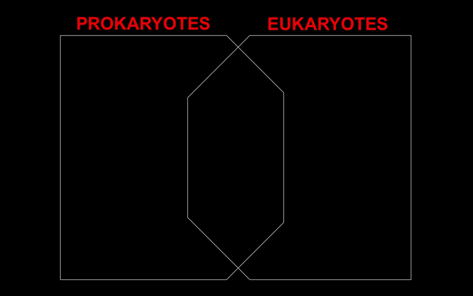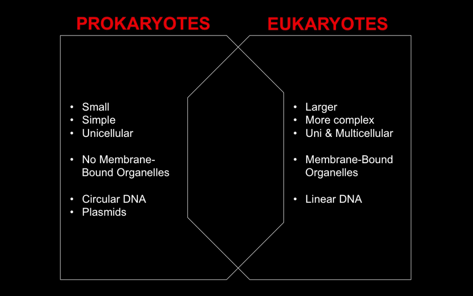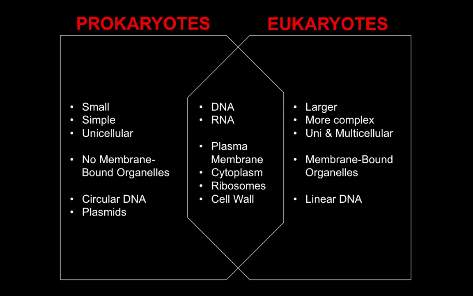All right, so let's look real quick at a comparison of prokaryotic cells and eukaryotic cells. So remember, prokaryotes are small, simple, unicellular, and they have no membrane-bound organelles. That's a huge thing. They also have circular DNA and plasmids. Eukaryotes, on the other hand, are much larger, much more complex. They can be unicellular and multicellular. They do have membrane-bound organelles, and their DNA is linear. Now, both of these cell types, however, have RNA, DNA, a plasma membrane, cytoplasm, ribosomes, and at least some examples of each have a cell wall.